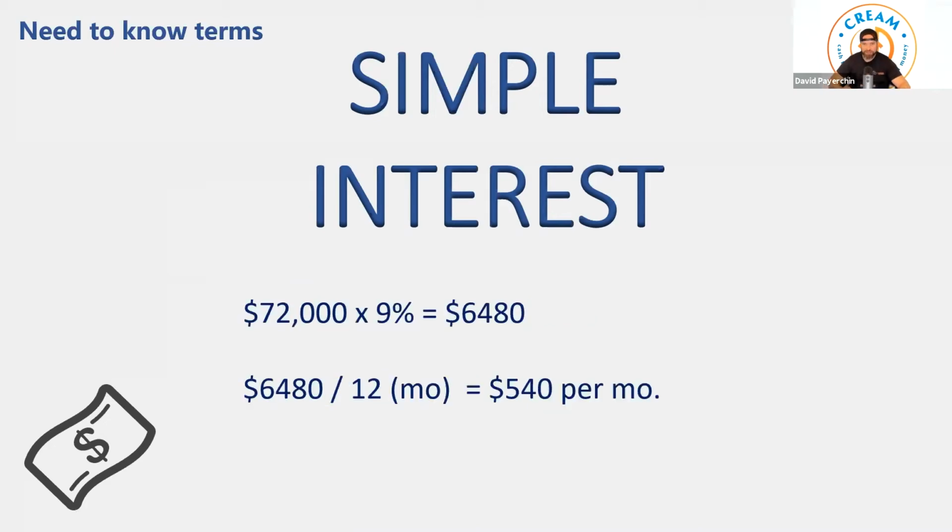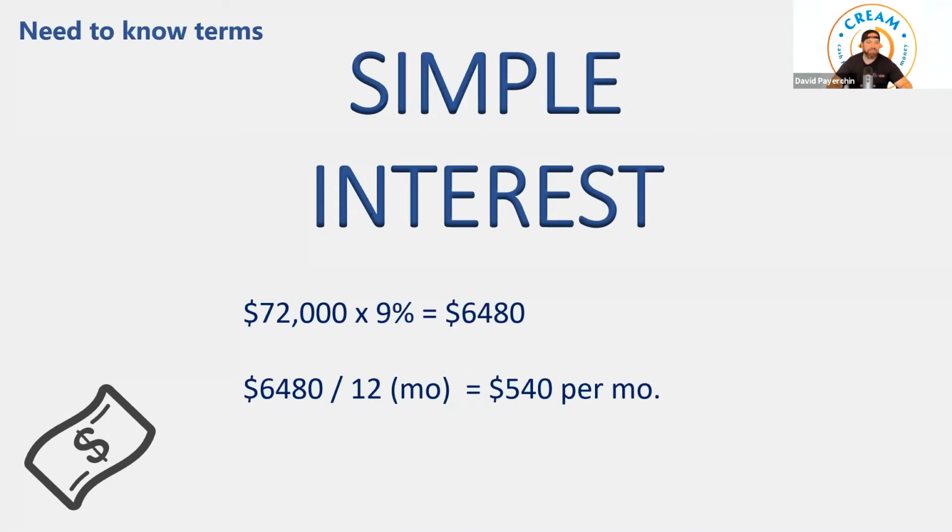That's our motto. And the way you find out what your payment's going to be at 9%, let's say on $72,000 at 9%, that is $6,480. That's for the year, right?